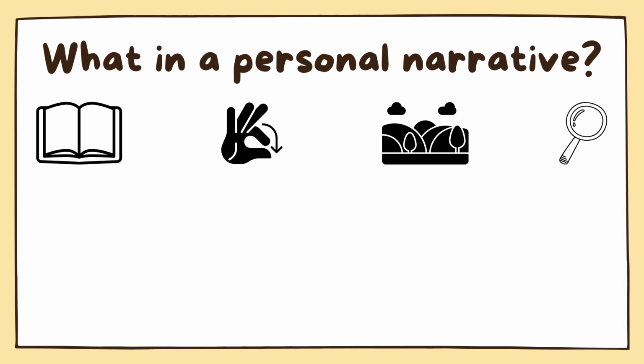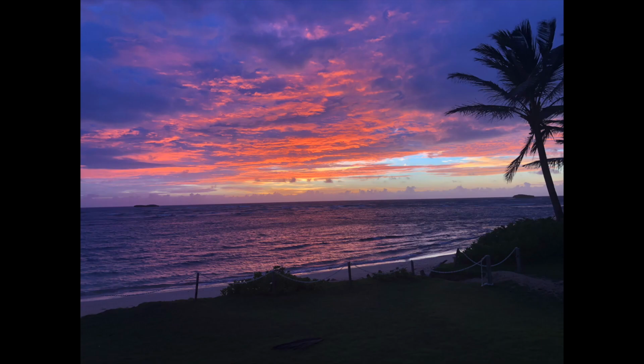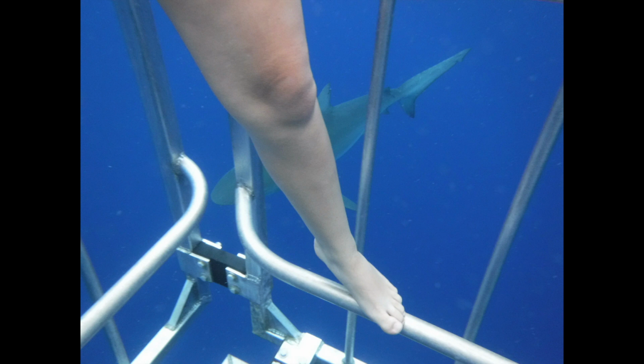Now, what is in a personal narrative? A personal narrative is a story, so it has a beginning, a middle, and an end. A personal narrative is generally a small moment. For example, instead of writing about a whole week-long vacation I took to Hawaii, I'd write about just a small moment from that vacation, like when I dove with the sharks.